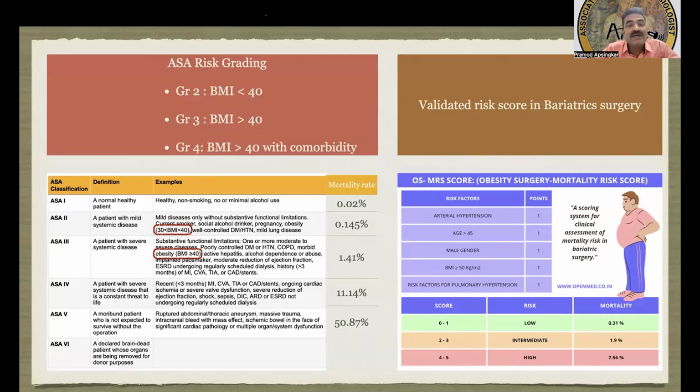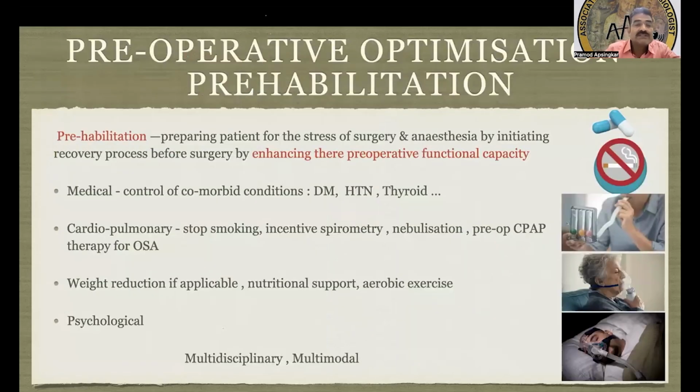In the ASA, there are very clear-cut guidelines they have mentioned: ASA grade 2 if the BMI is less than 40 and more than 30. If the BMI is more than 40, it is grade 3. And if the BMI is more than 40 and associated with comorbidity, meaning one system is in failure, like cardiac failure or respiratory failure, then it comes in grade 4, with mortality more than 10%. So this risk assessment is not only for the grading, but we have to prehabilitate the patient.